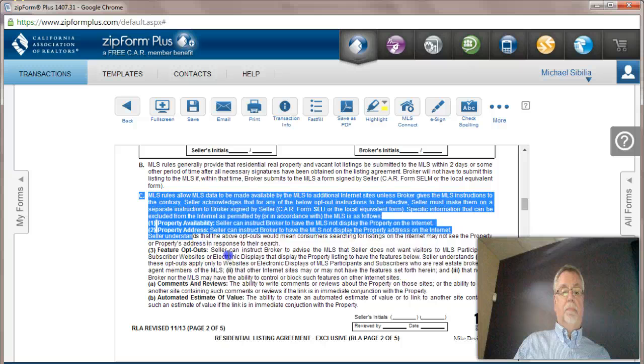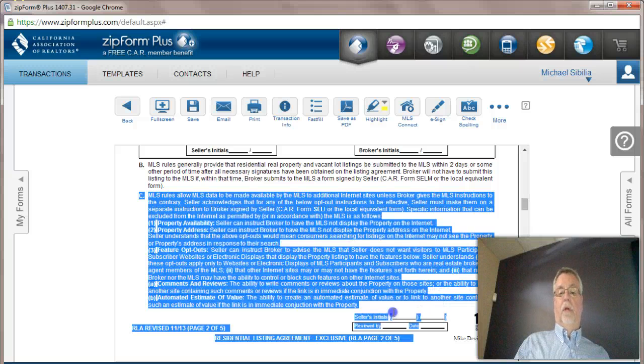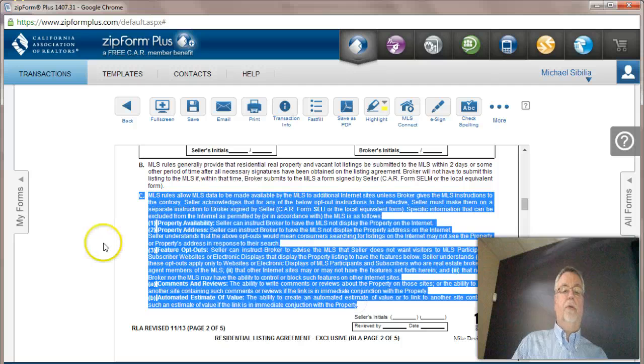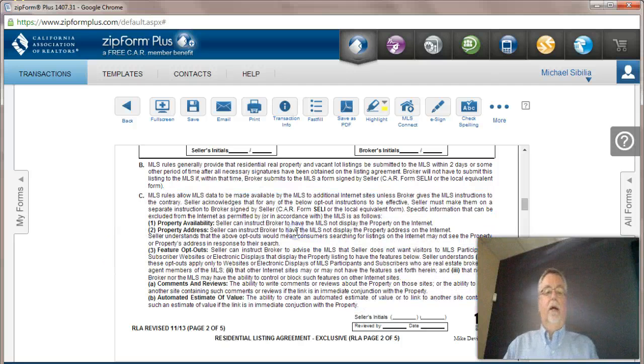And then this big, long paragraph basically explains that their property is going to be on the internet. The only way for it not to be, with all this information, is for the broker to do another form, which is the election. It's another form that basically says we don't want it on the internet. Considering that almost 100% of all buyers start on the internet, very few sellers don't want their home on the internet.